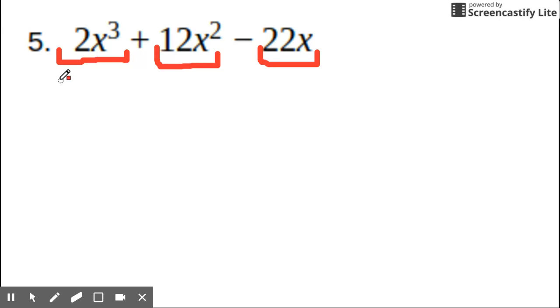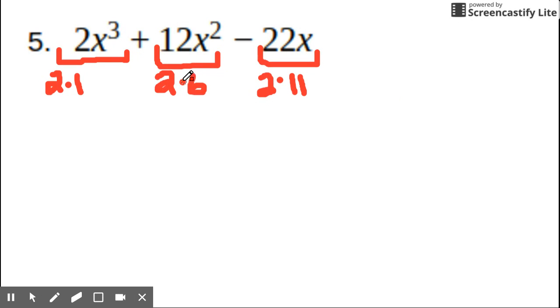Hopefully you're thinking 2. What times what gives you 2? Well, 2 times 1 gives you 2. 2 times what gives you 12? Well, 2 times 6 gives me 12. 2 times what gives you 22? Well, 2 times 11 gives you 22. So all 3 of these pieces have a 2 hidden inside of them.